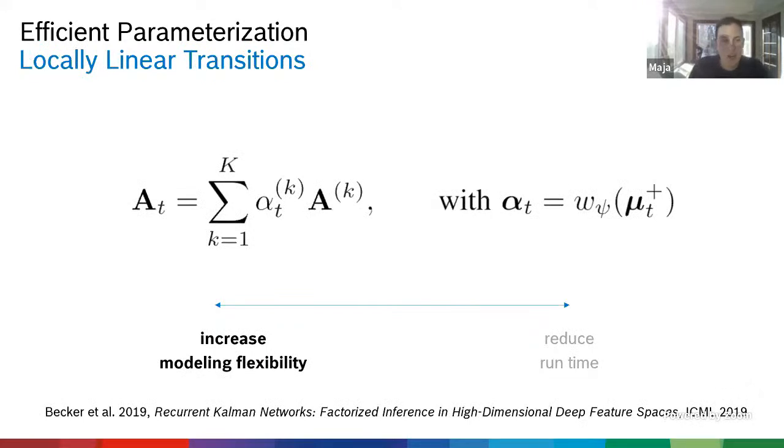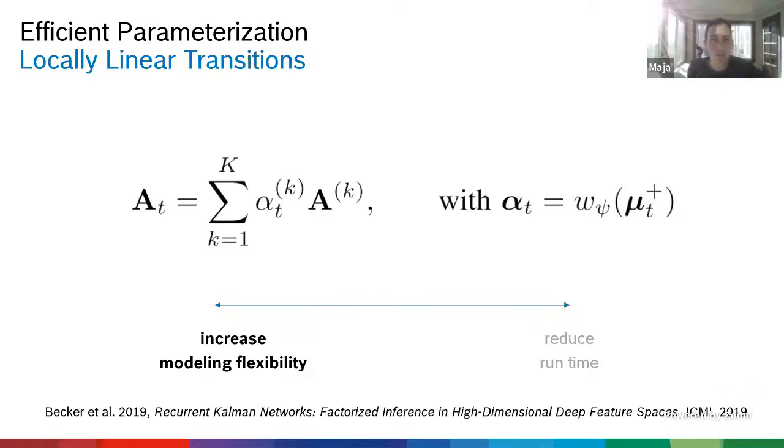Specifically, one thing that we do, and this is also done in several related works, such as Becker et al. 2019, where they work with some kind of linear transition models, is to use a locally linear model. Here, the transition matrix A is no longer time invariant. Instead, it's a weighted sum of k basis matrices. Typically k could be, let's say, 10 or 20. So we have these 10 basis matrices.